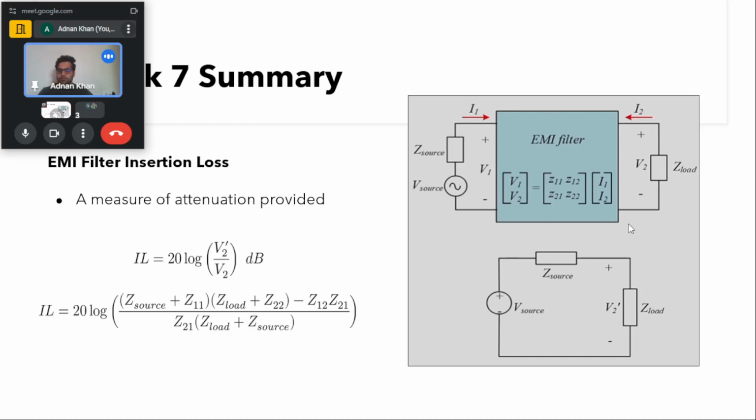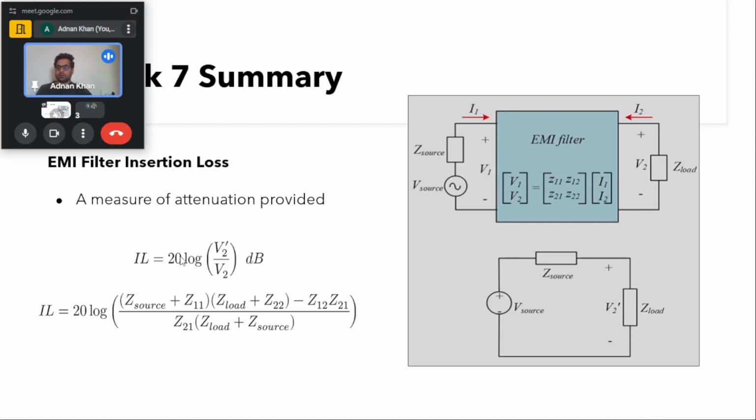How it is done is, if we have two networks, the source and the load, and we have a filter between the two networks, we can see these two as a two port network. With and without the filter, what is the EMI that is getting generated at the load side in the two cases?